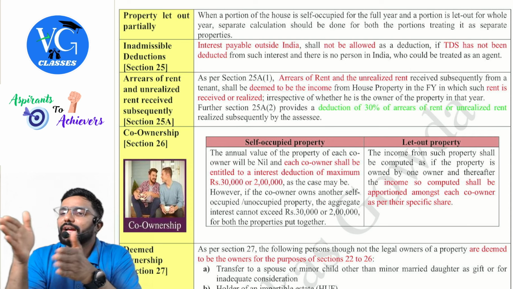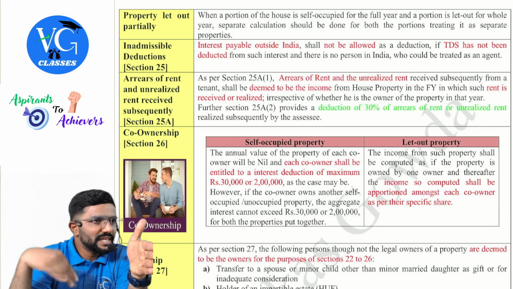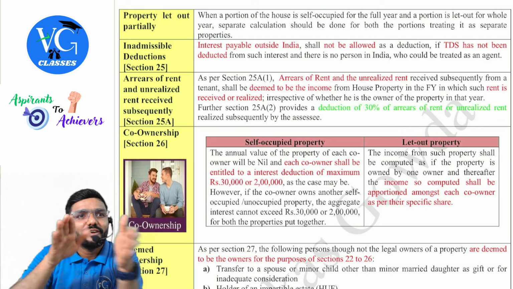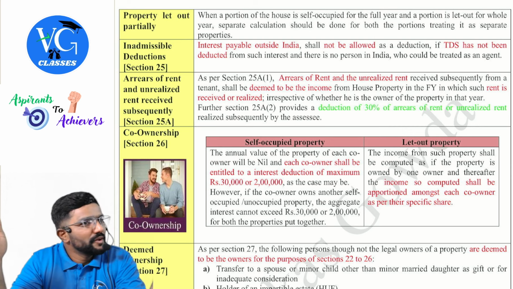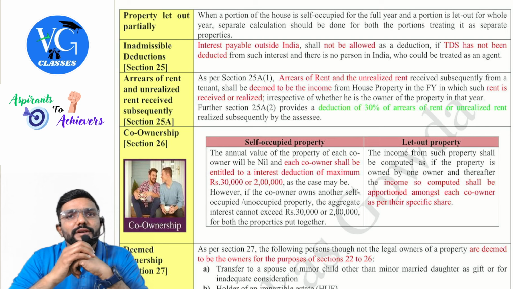Now, sir, assume one floor only, let us take. In one floor, I have one house, another house. One is self-occupied, another is let out. We have to do 2 separate calculations. But please be careful here.